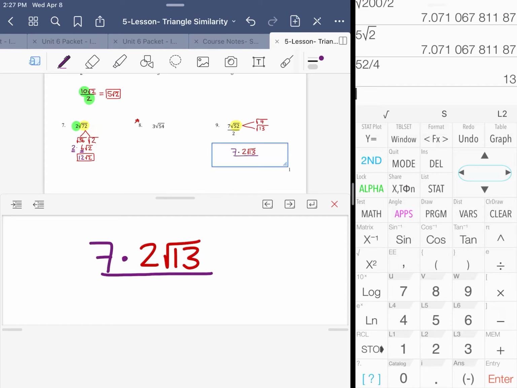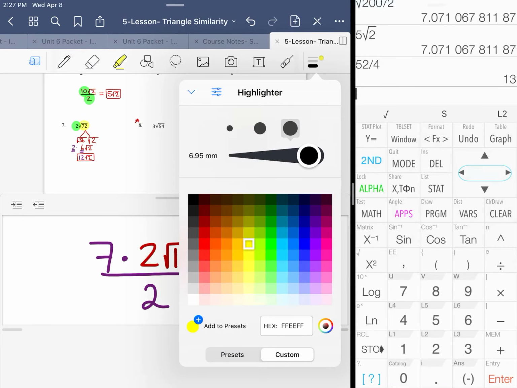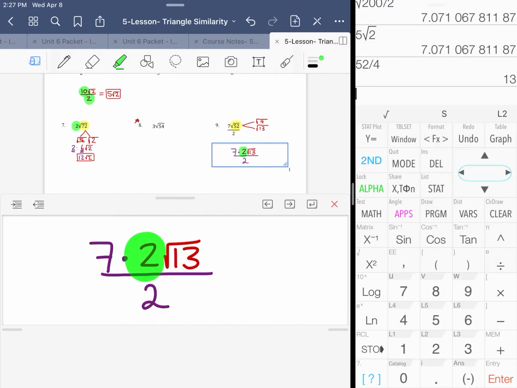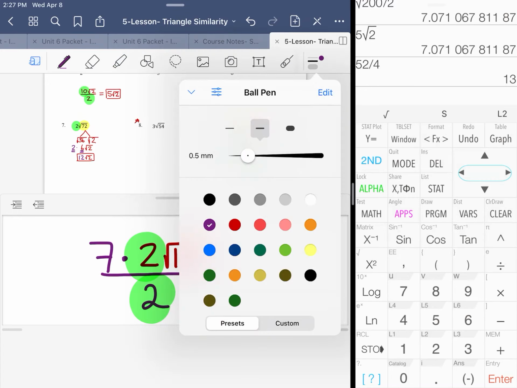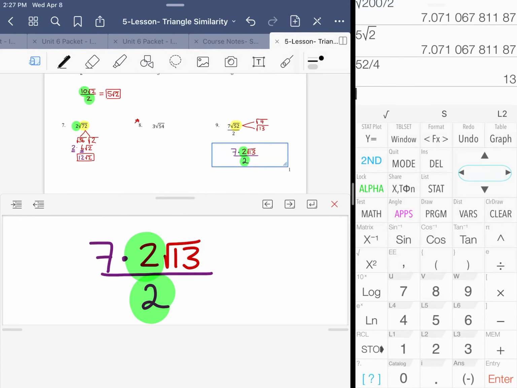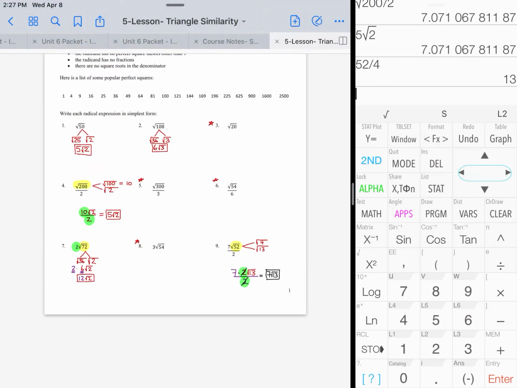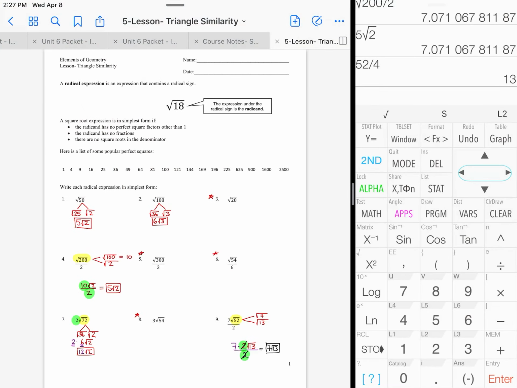I have a 7 and I have a 2. I have a common 2, top and bottom of the fraction. So 2 divided by 2 is equal to 1. So I can cancel those. And I'd be left with just a 7 radical 13. And there it is.